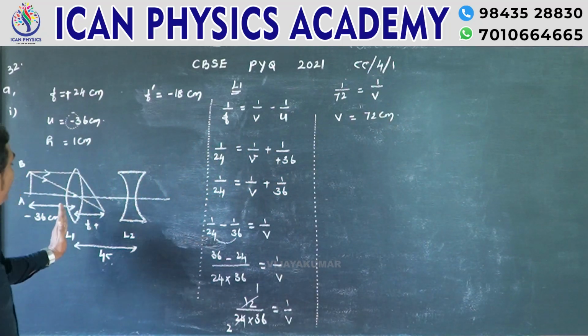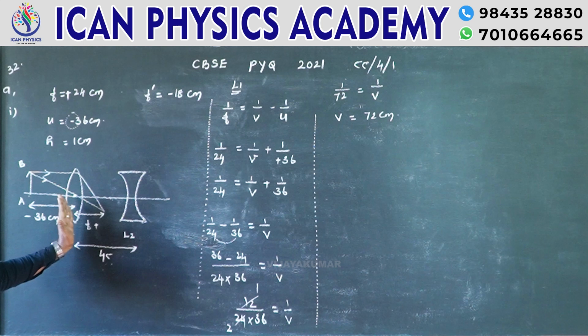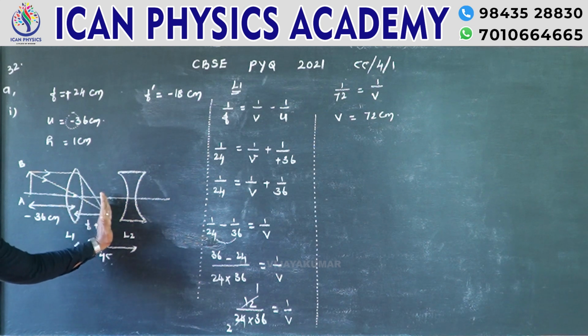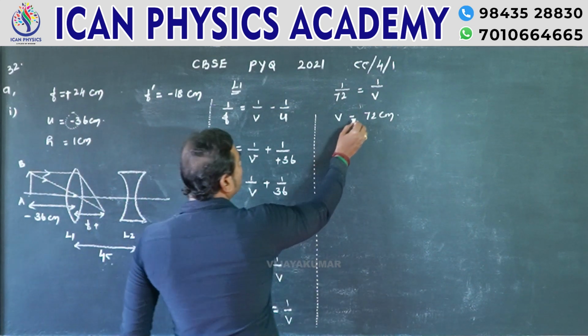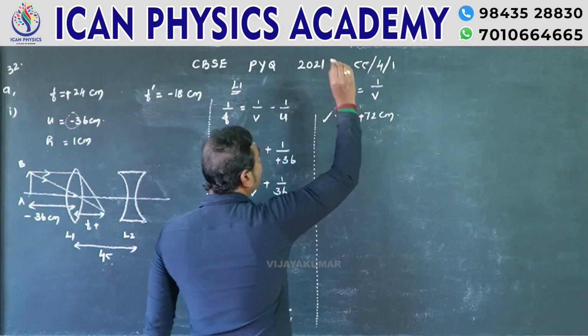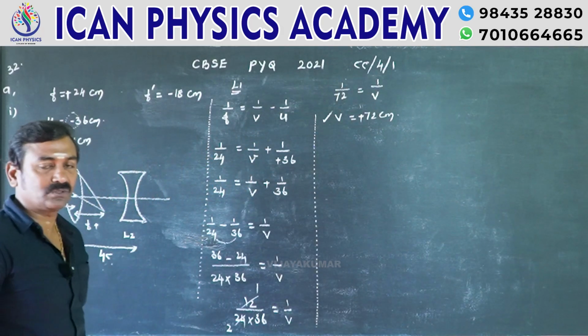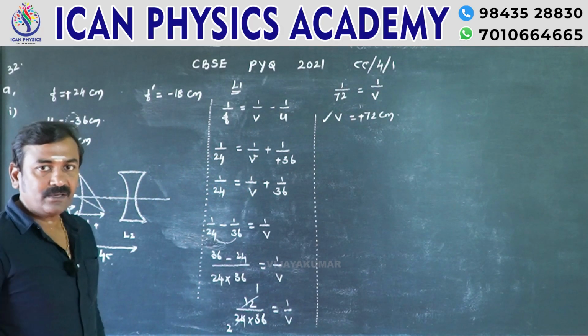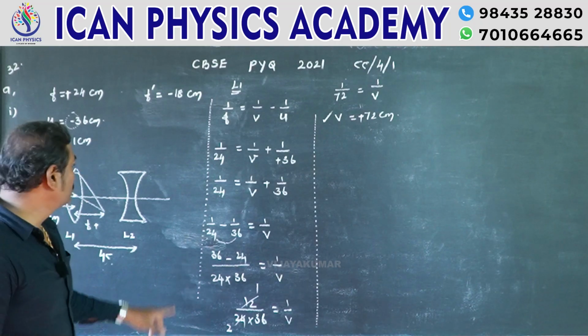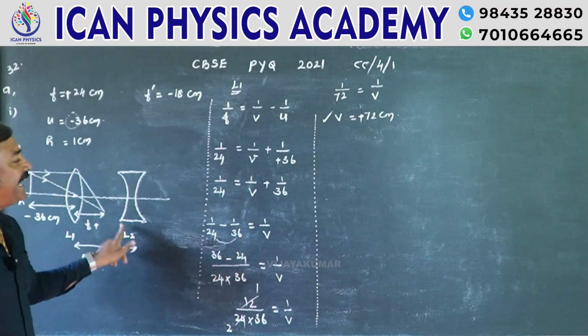So the image for the convex lens is obtained on the right side, so that we obtain the positive value, then we can say our answer is a correct one. Okay, do you get it now? Do you have any doubts? No doubts. Now we can go for the concave lens.